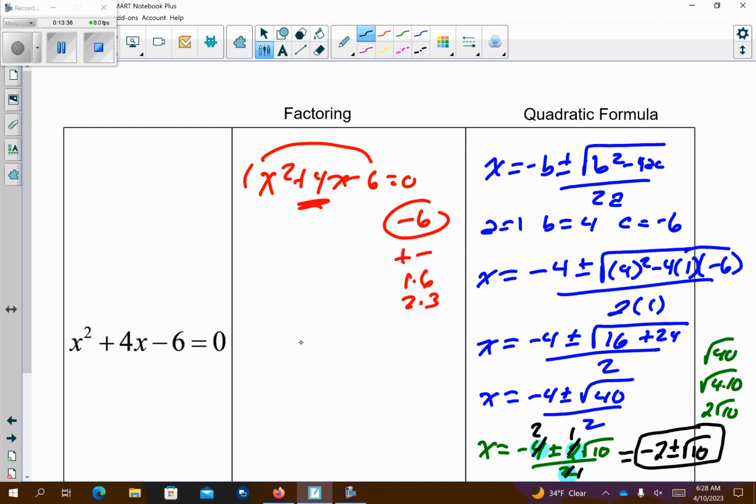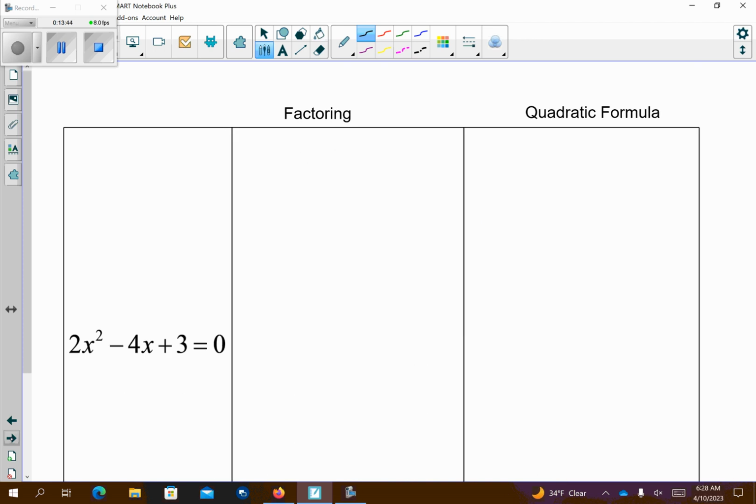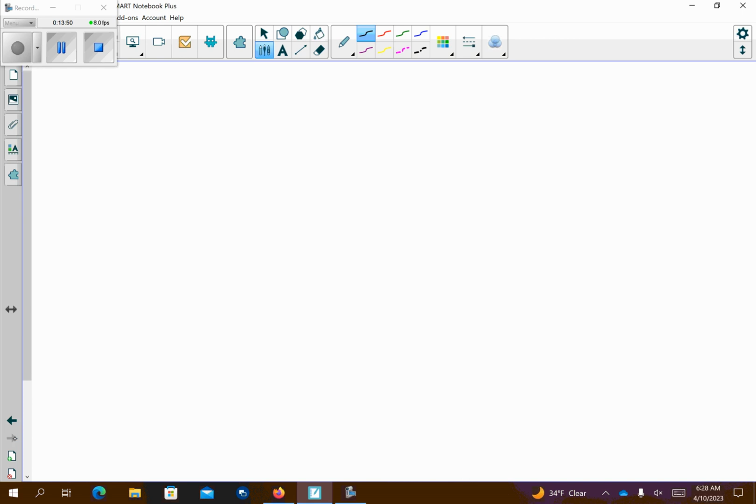Notice it didn't factor here, but the quadratic formula did indeed give us an answer. Okay? All right, so I don't know where this one was. That was just an extra one on my page, I guess.